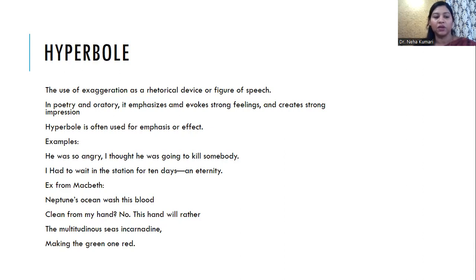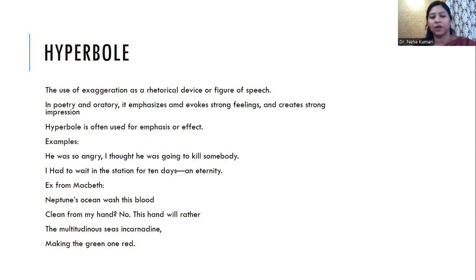For example, when we say, "He was so angry, I thought he was going to kill someone." Or, "I had to wait in the station for 10 days, an eternity." So here it is just to emphasize the effect. We never kill someone out of anger. I mean, when we are just angry, we don't kill people for small things, for petty things. And also waiting just for 10 days and comparing it to an eternity. So it is an excessive language.